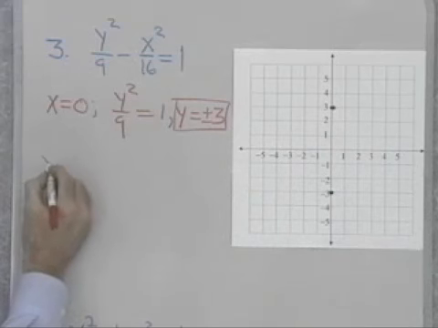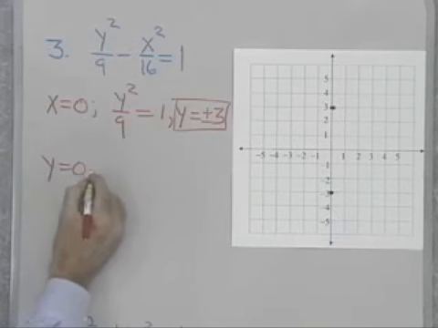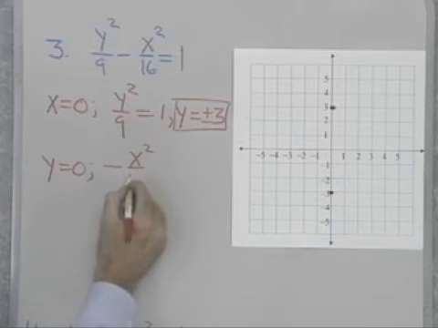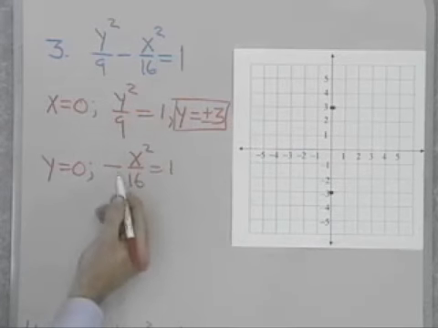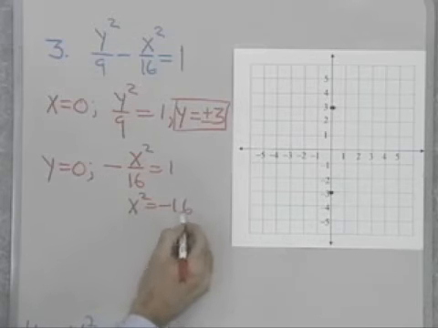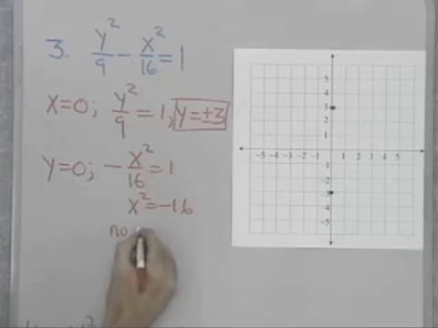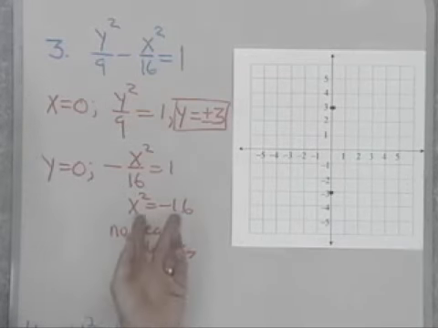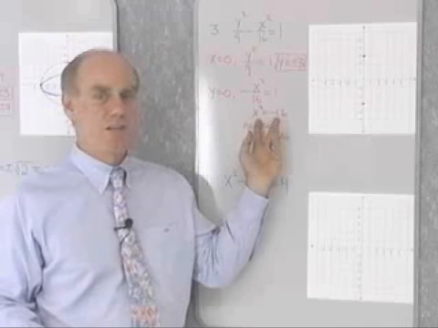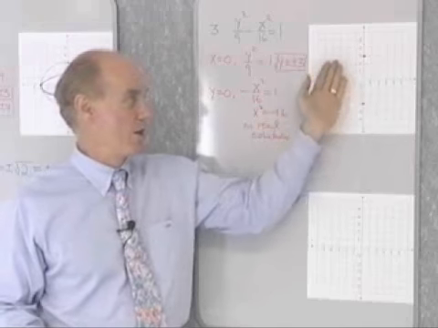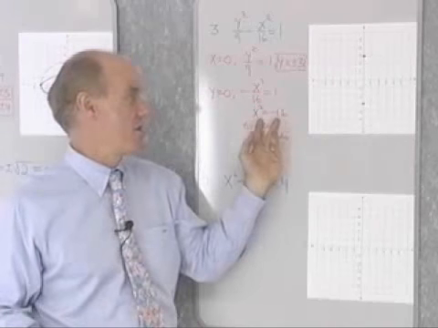Now if I let y be equal to 0, just to check and see if I have any x-intercepts, I get negative x squared over 16 is equal to 1. Multiply both sides by negative 16, and we have x squared equal negative 16, which has no real solutions. So there are no x-intercepts. If I solve x squared equal negative 16, I get complex solutions, so I can't use those in my rectangular coordinate system here.